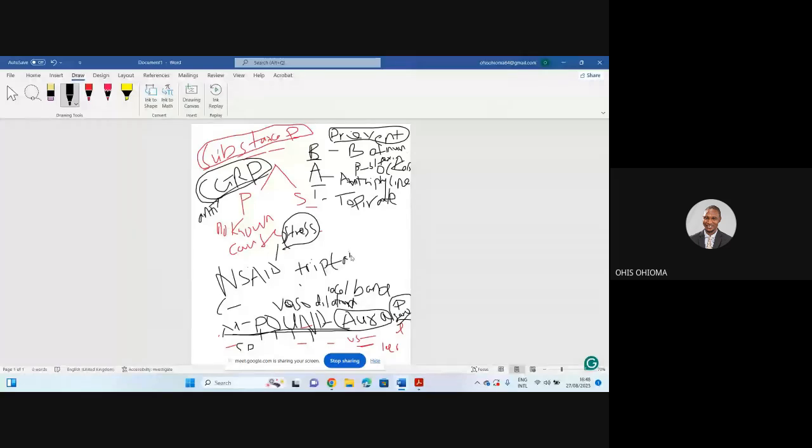Does anybody know certain conditions in which we don't give triptans? There are certain contraindications to using triptans. There are two common ones. Coronary artery disease, ischemic heart disease. What's the other one? Prinzmetal angina. Yes, so we don't do that. Also, some authorities say that you don't give it to patients with hypertension.